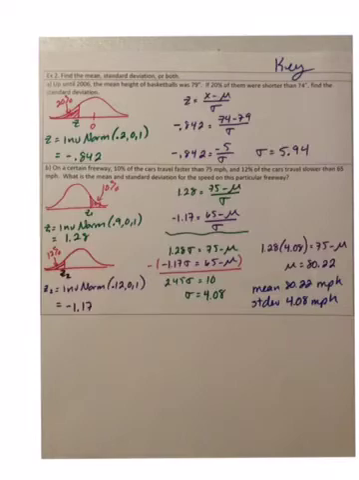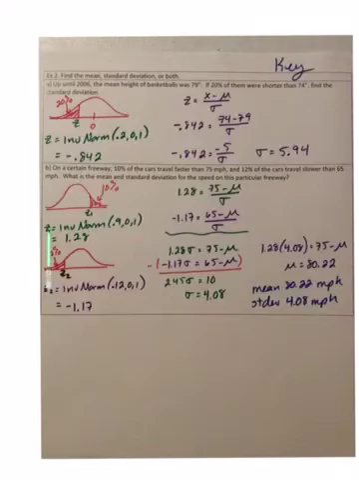All right, and B. On a certain freeway, 10% of the cars travel faster than 75 miles per hour, and 12% of the cars travel slower than 65 miles per hour. What is the mean and standard deviation for the speed on this particular freeway? So this time we don't know mu or sigma. So I'm going to need two different z values.